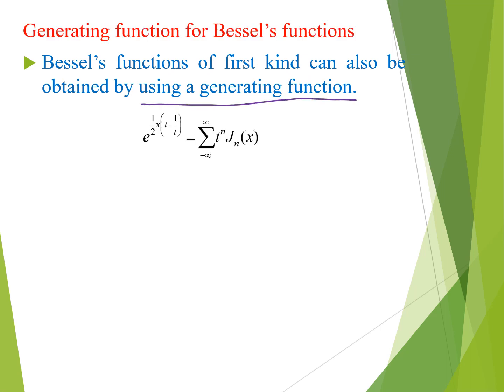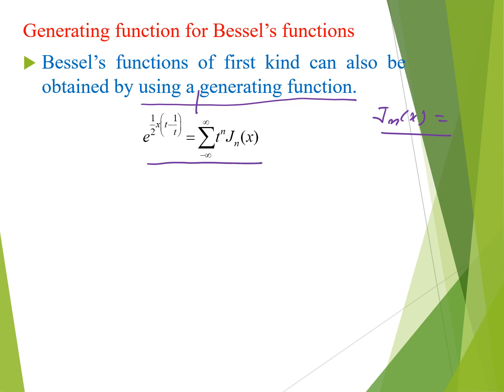That means if we have to find the value of J_n(x), it is not necessary to use the complete derivation by solving the Bessel's equation. We can also find the value of J_n(x) by using the generating function. That's why it is called the generating function.